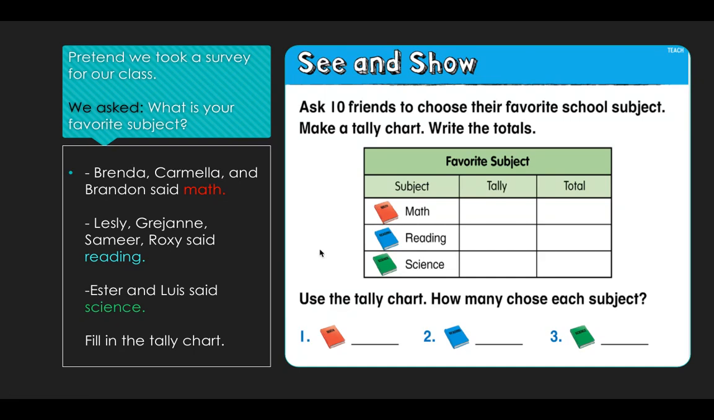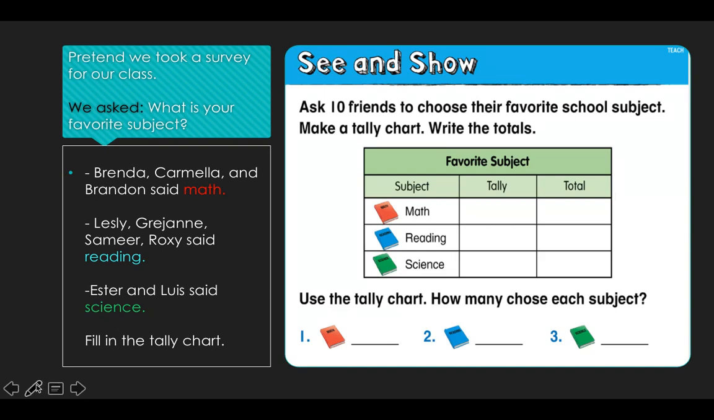Now let's take a look at the chart on this page. The chart on this page has the title favorite subject because we asked the question, what is your favorite subject? And we have 3 columns. In this column, we have the subjects that people chose: math, reading, and science. In this column, we are going to put a tally for each vote. And in this column, we are going to write the total.